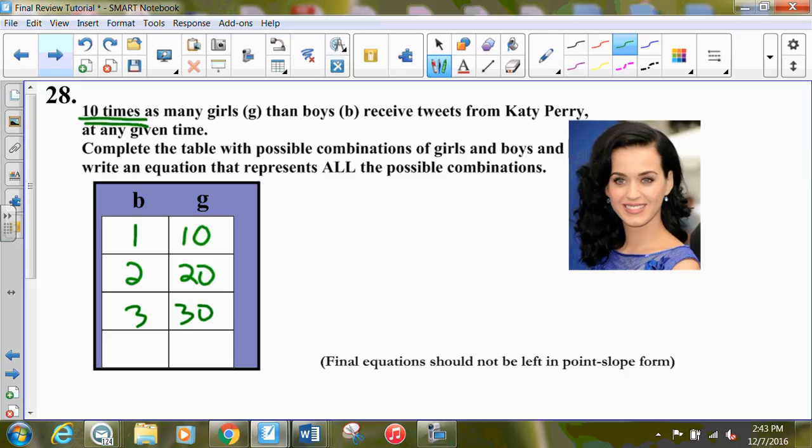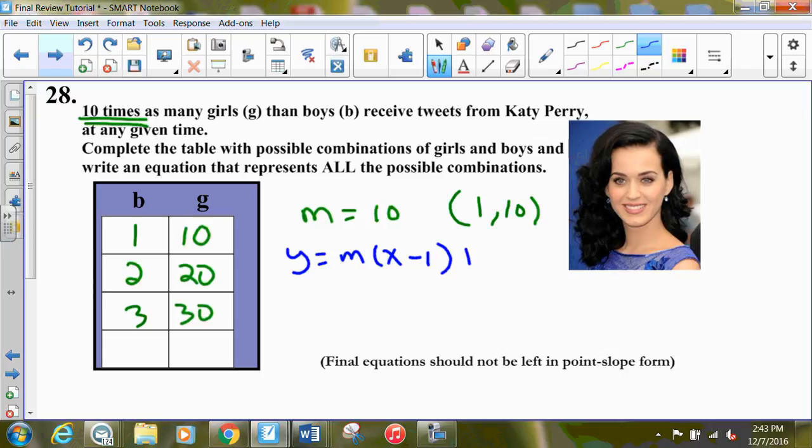10 times as many. So we know that our slope is 10, and we can pick a point. Why don't we use 1, 10? We're going to plug it into our favorite formula. Oops, let me write down the formula. I'm just plugging in and writing down at the same time. Okay, so we're going to start plugging all our information in.